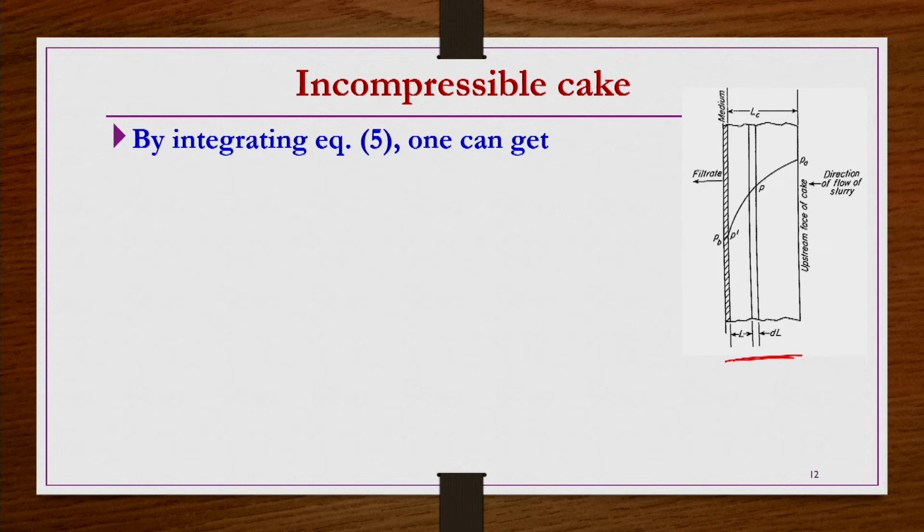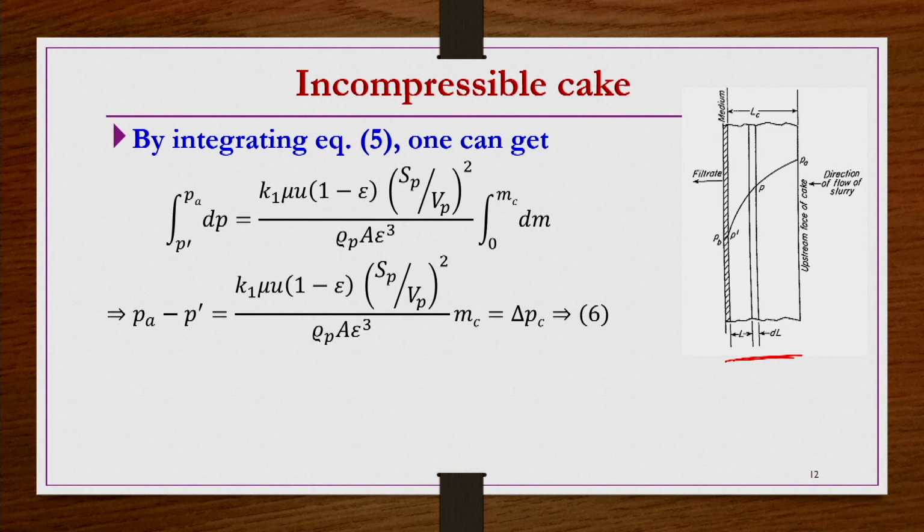So if you integrate equation 5, we can get this equation. Now the layer that we have taken is within the cake only. So what are the limits of the pressure? Initially this equation was developed for dl. For dl, what is dP was calculated only for this layer of cake that you have taken within the total cake of thickness LC at a given time t. At a given time t, the cake thickness is LC.